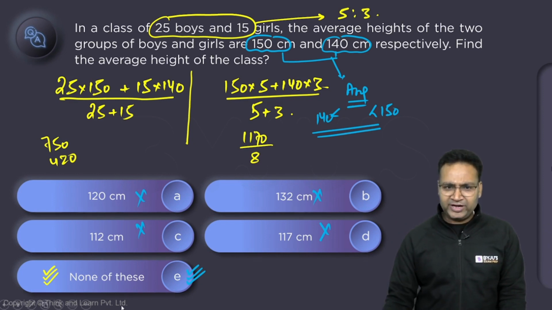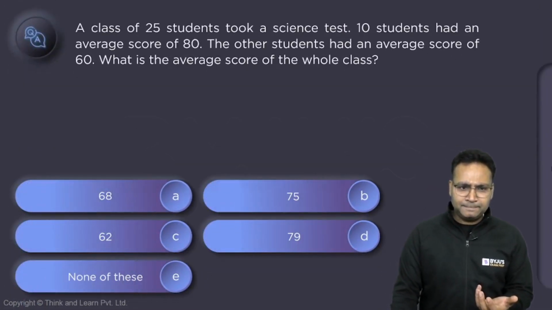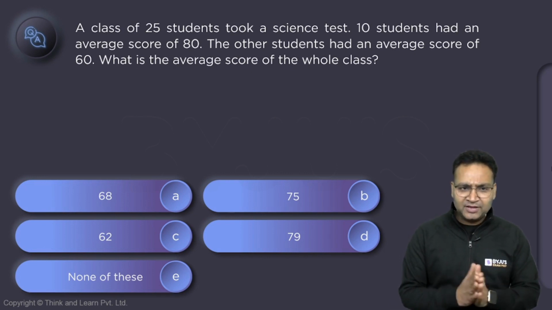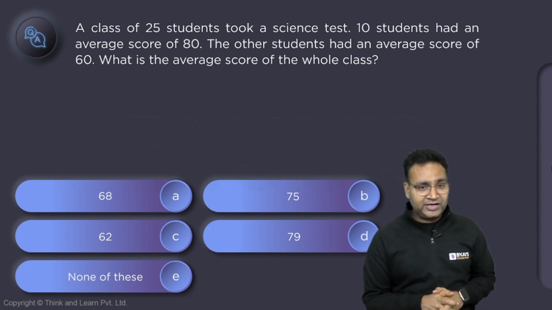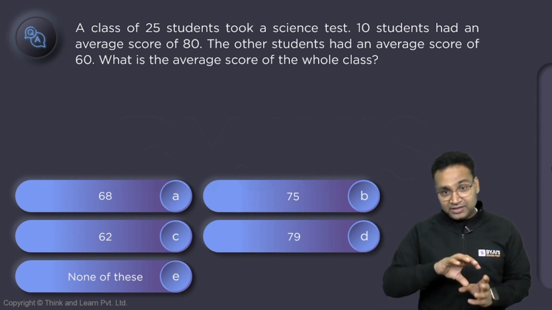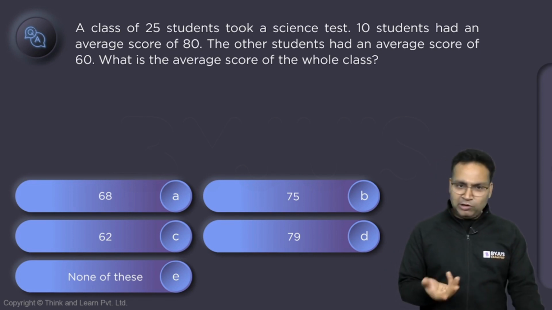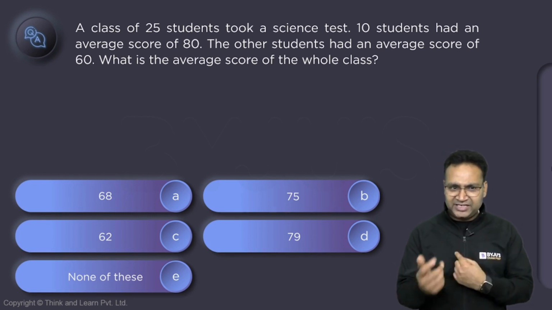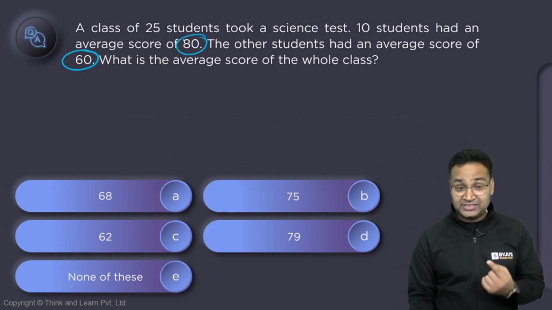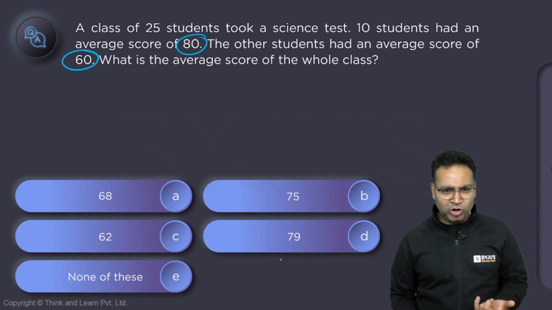Okay. Let's look at any other example. Okay, this is another question. In a class of 25 students, they took a sign test. 10 students had an average score of 80 and the other students, that means the remaining 15 students, had an average score of 60. Although the numbers are very straightforward, I am sure that the answer must be between 60 and 80. I always make a habit of doing this from now onward. You remember the previous example? So 60, 80. Unfortunately, all options are in that range. No help. Let's do it.